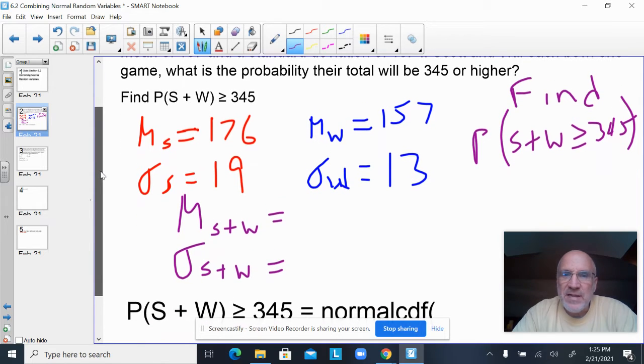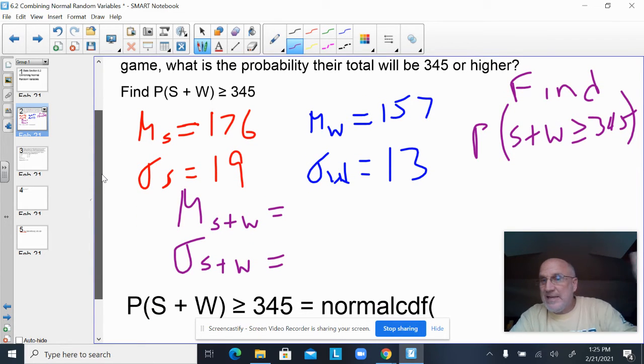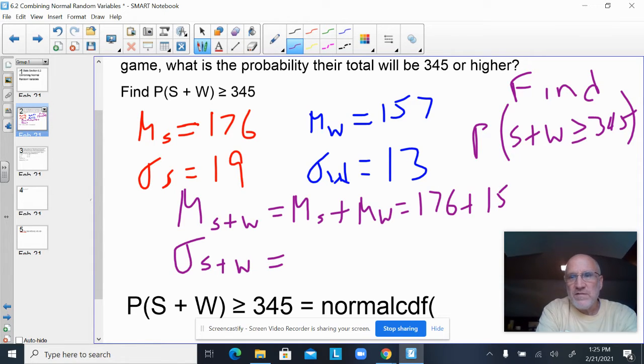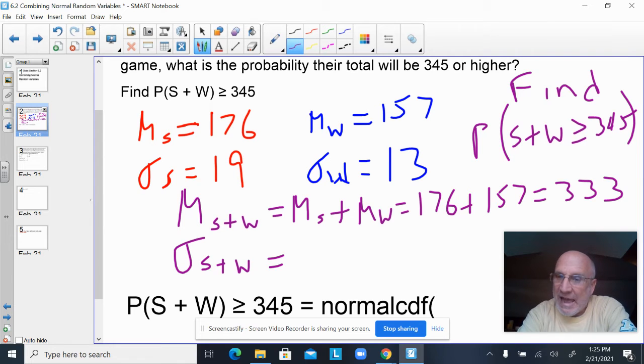And I'll remind you, as I've said many times, finding the mean is always easier because it's always intuitive. I think it's pretty clear that if they both bowl one game and I want to know the average of their sum, the mean of S plus W is the mean of S plus the mean of W, which in this case is 176 plus 157, which is 333. So it makes perfect sense that the average of their sum would be the sum of their averages. Nothing difficult about that.